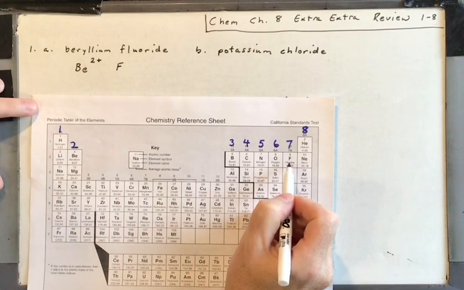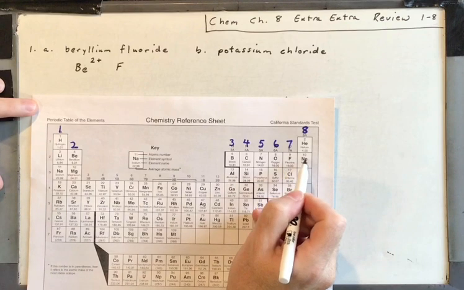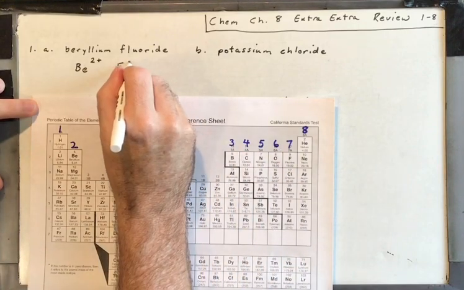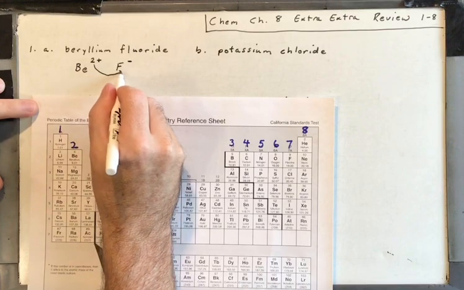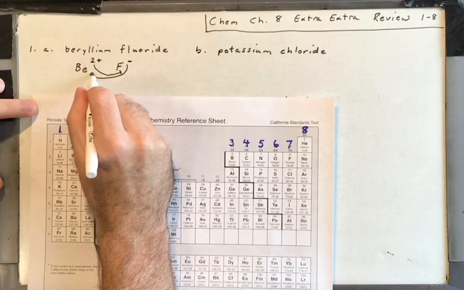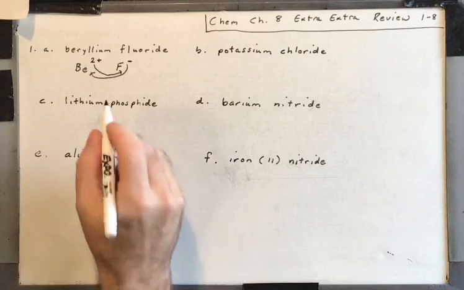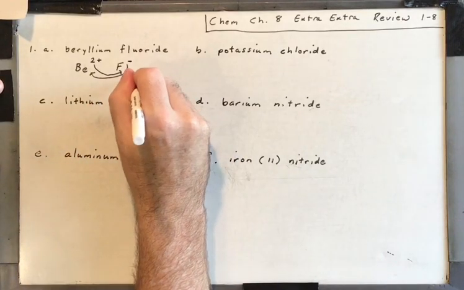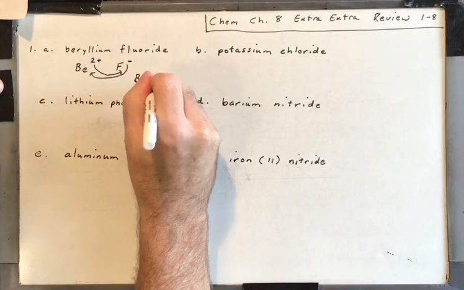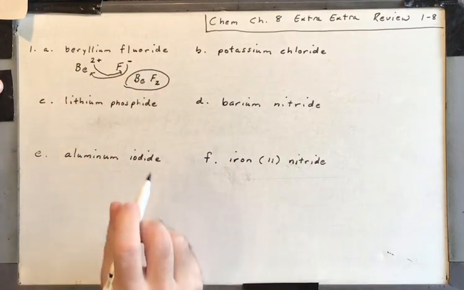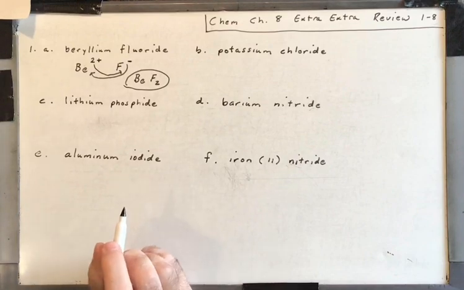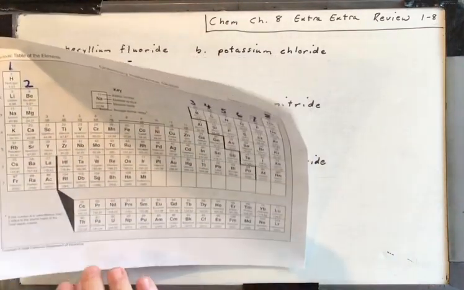Fluorine, all the way over here in column 7. Okay, so it wants to gain an electron to be like neon. All right, if it gains an electron, it'd have a -1 charge. After you pull the big switcheroo there, okay, you would have a formula of BeF2 for beryllium fluoride.